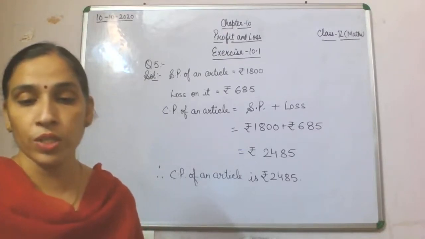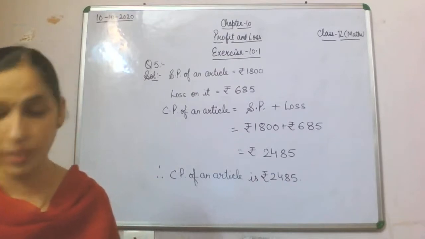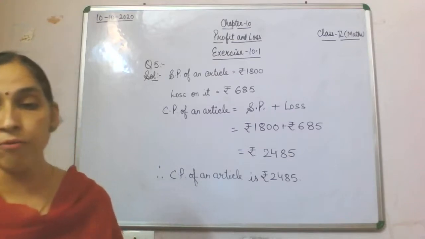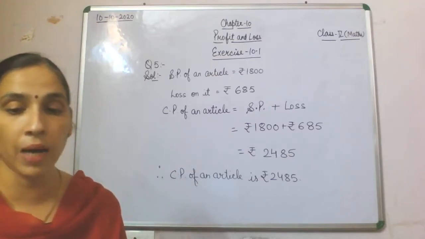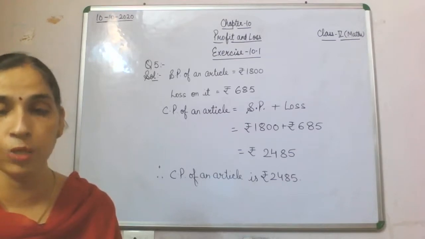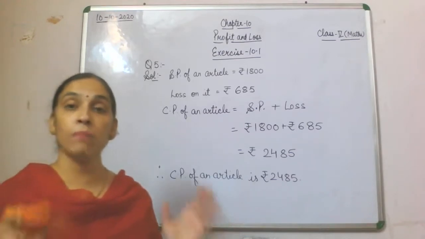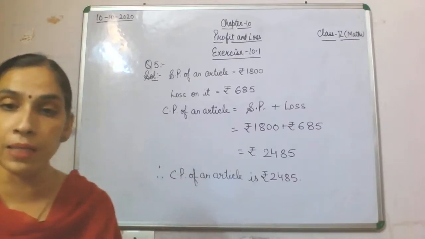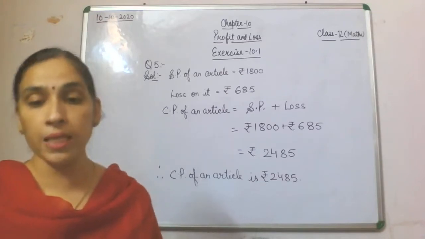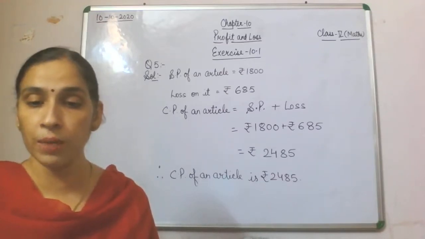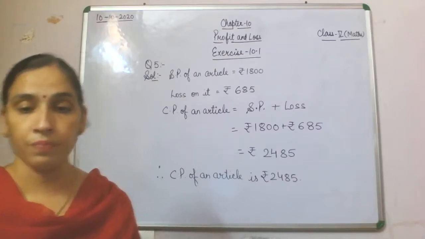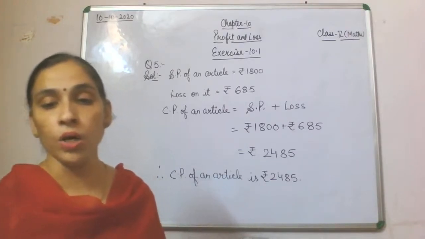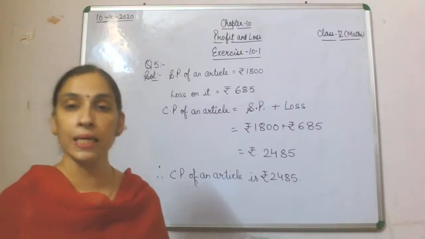Now children will do question number 6, which is your last question of this exercise. Quite interesting question. Question number 6 says, a fruit vendor bought 42 kg mangoes at the rate of rupees 32 per kg. Now this will become cost price of 42 kg mangoes. So 42 will be multiplied by 32. Now he sold 30 kg at the rate of rupees 40 per kg and the rest at rupees 30 per kg. Find the gain or loss at the end of the day.